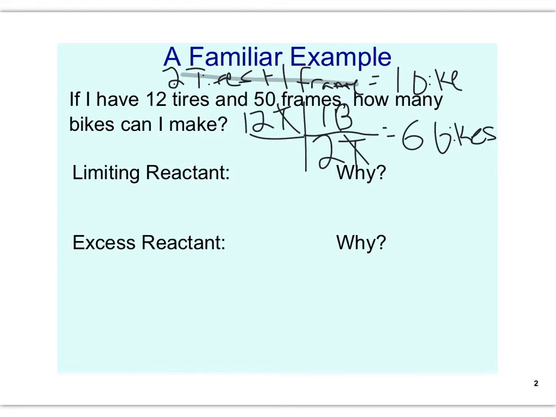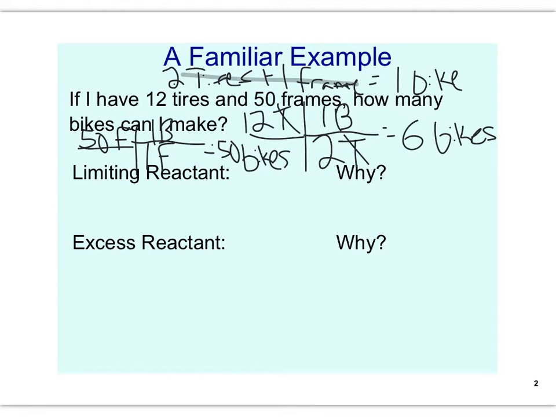If we did this the other way, though, and I wanted to take a look at frames, well, if I have 50 frames, and I converted that into bikes, for every 1 frame I can make 1 bike. Well, according to my frames, I should be able to make 50 bikes.